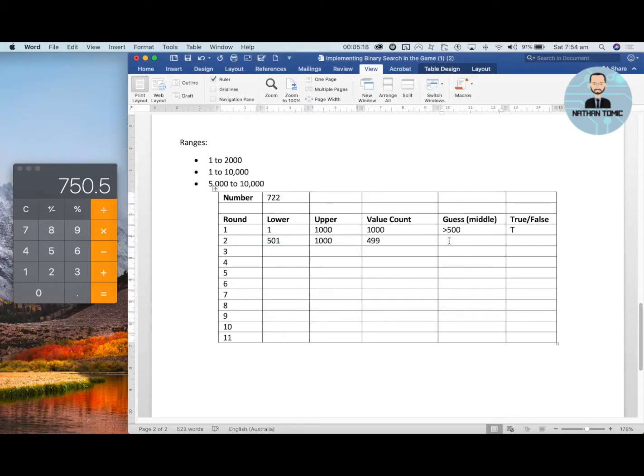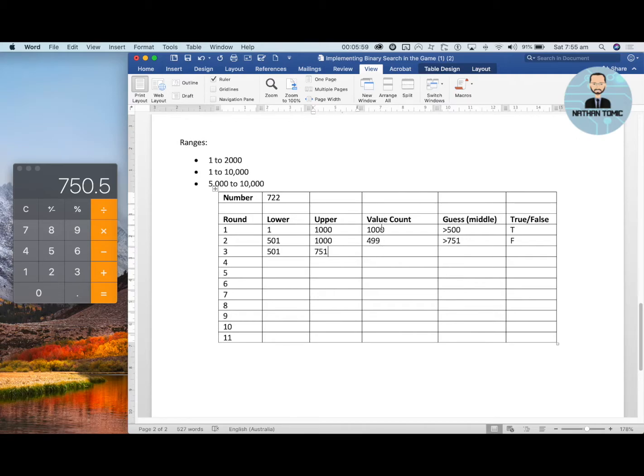So my next guess is going to be, is the number greater than 751? And I ask myself, is that true or false? And of course, it is false now. 722 is not greater than 751. So I have a false response this time. So now I have to look at my lower and upper for round 3. So it's not greater than 751. So my lower hasn't changed. It's still 501. But now we know it's not bigger than 751. So my upper becomes 751. Because it could be 751, but we know it's not greater than that anymore.